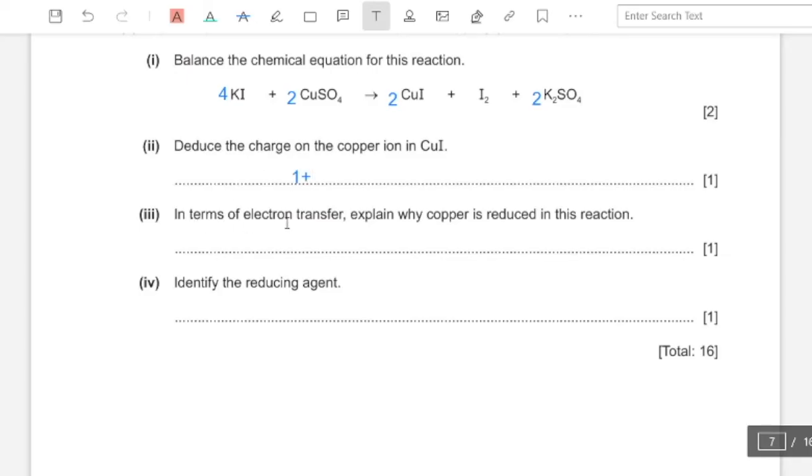3. In terms of electron transfer, explain why copper is reduced. Well, it gains electrons. Alright. 4. Identify the reducing agent. So the reducing agent is the substance which itself gets oxidized or loses electrons. So the iodide ion over here is getting converted to an iodine atom, so it's losing electrons, and that is why it is the reducing agent.